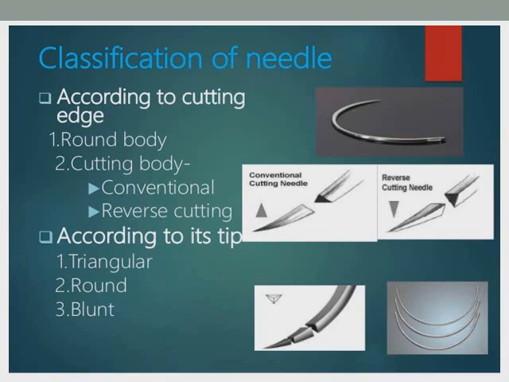Classification of needle according to cutting edge راح تكون يا اما round body or cutting body. Cutting body راح تكون conventional or reverse cutting. According to its tip يا اما triangular يا اما round يا اما blunt.